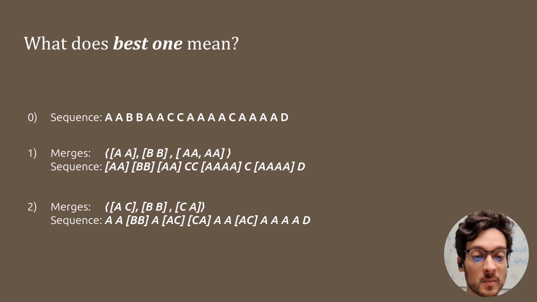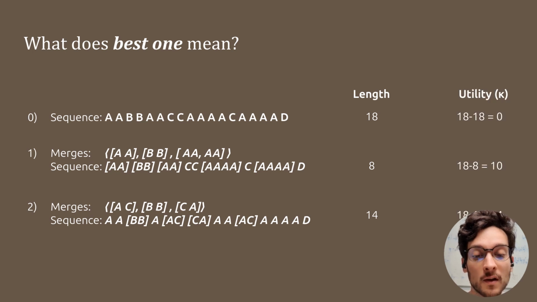The first one seems to be more efficient in a sense because the resulting tokens occur more frequently, such as AA. From a formal perspective, we can compute the length of the resulting text sequence once we apply the merges. And it turns out, the first one results in a shorter sequence, which is a good thing. For practical reasons, we reverse this and compute the utility of the merge sequence as how many symbols it saves us. In the first case, it's 10 as opposed to the second case, which is just 4.